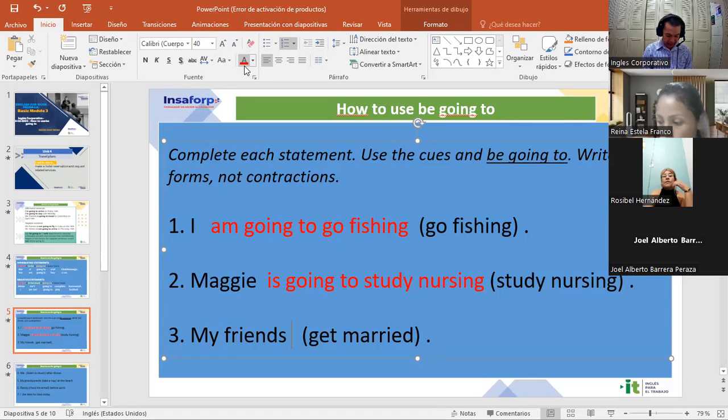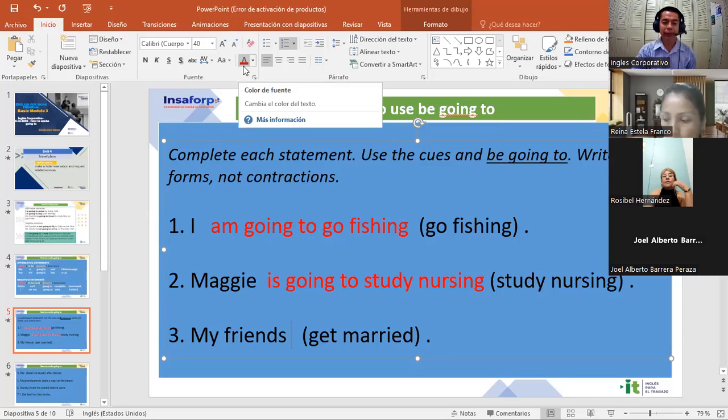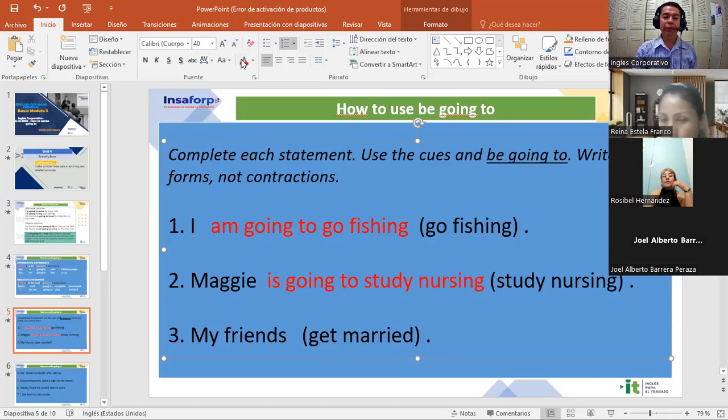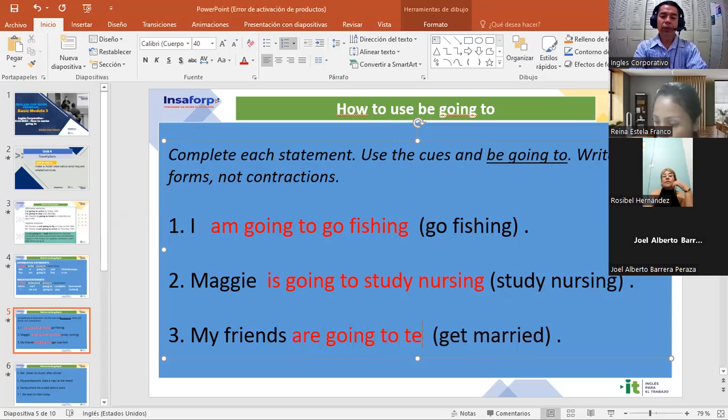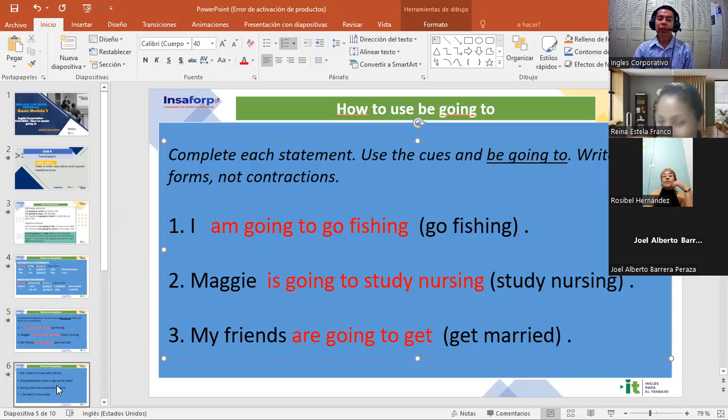Rosy, Estela, and Giovanni. Help me, Giovanni, with number three, please. My friends. Thank you, Giovanni. Giovanni, entonces entiendo que está de oyente. Ya me dio la respuesta, yo, pero. My friends, déjeme ver. Yes, bueno. My friends are going to get married. Oh, sorry. Give me a second. Ahí estamos. My friends are going to get married, right? Okay. Number four.